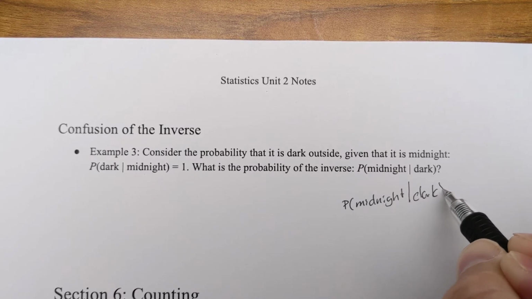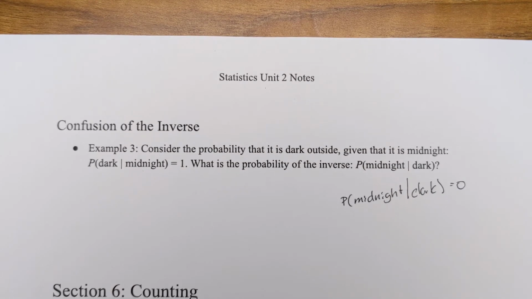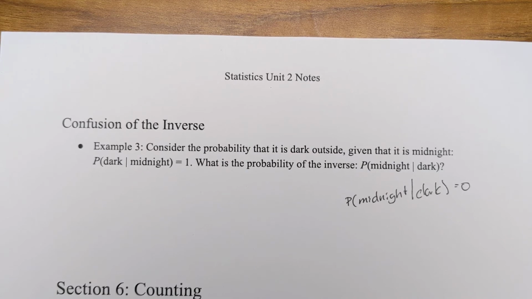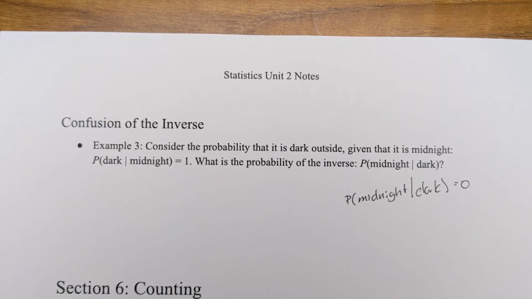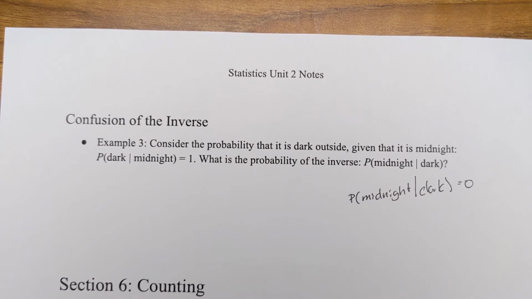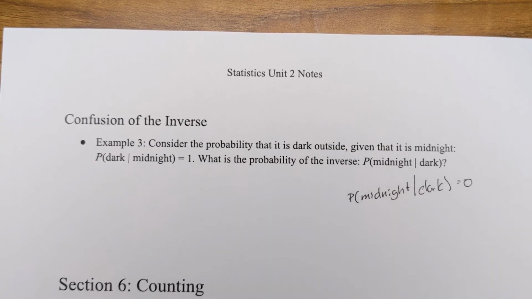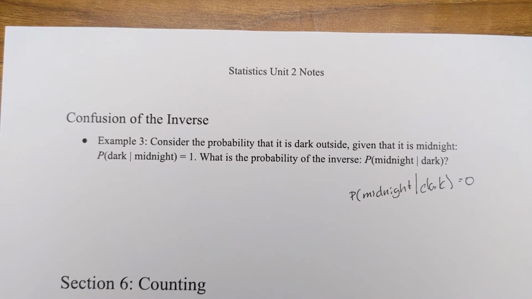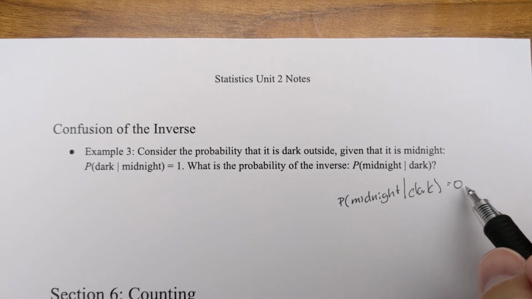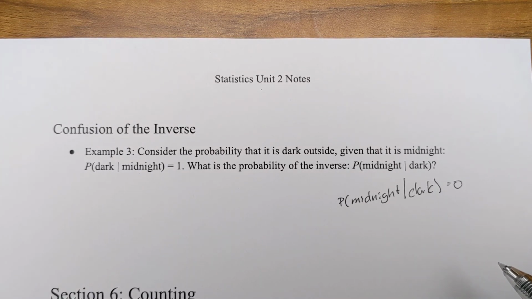Well, this, given that it's dark, is essentially 0, because there's lots of other times that are not midnight when it is dark. So you cannot make that assumption. You can't look outside, see that it's dark, and say it's midnight. You almost always will be wrong. There's only one exact time in which you are correct, and that's when it's exactly midnight. So this number might as well be 0.